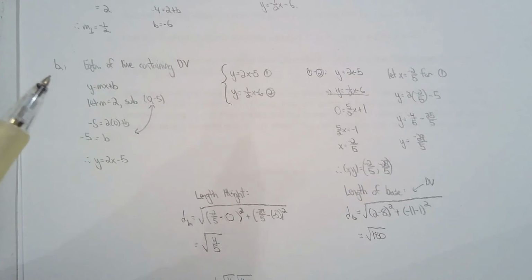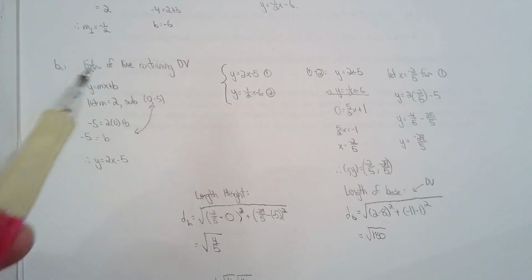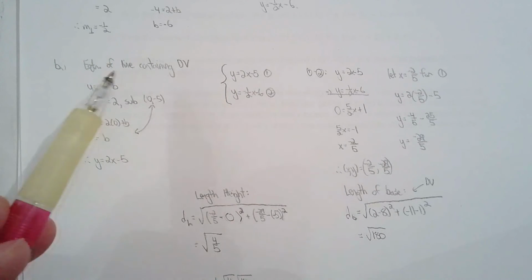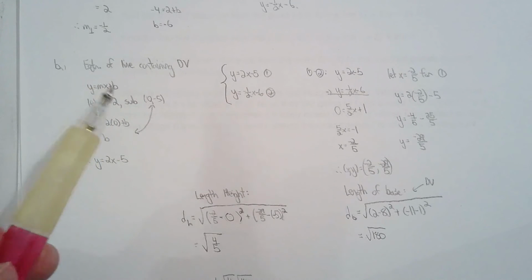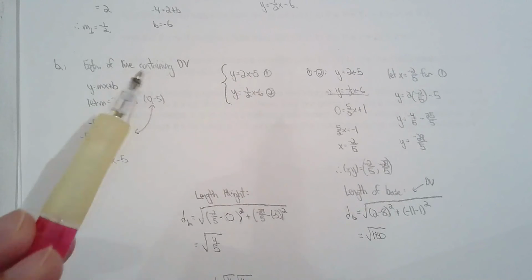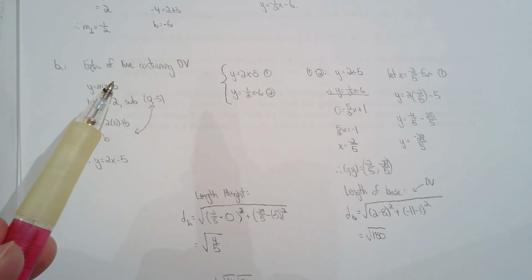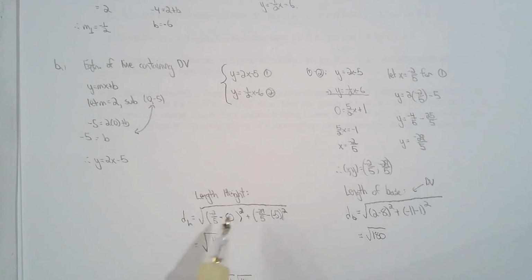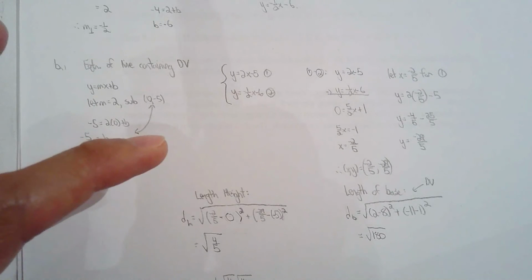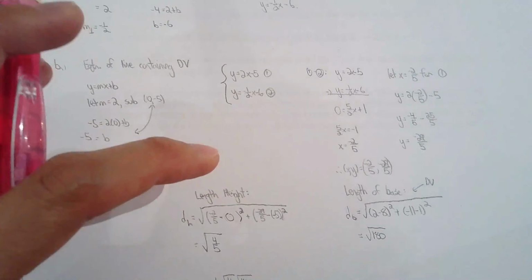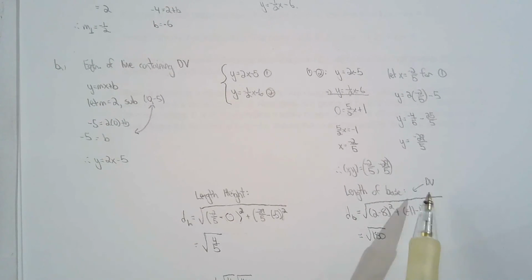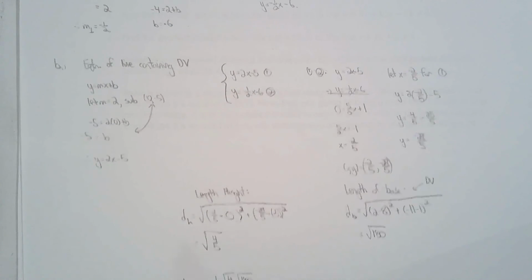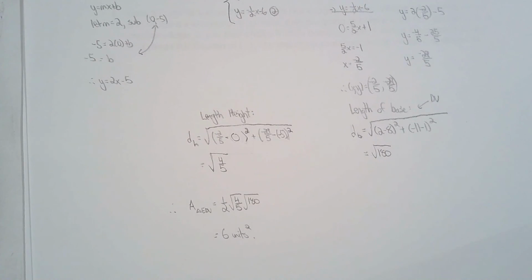So you first have to find the equation of the line containing DV, because what you want to do is solve for the point of intersection between DV and the altitude from vertex E. Because once you have the point of intersection, you can then find the length of the height of the triangle. And once you have the length of the height, you can find the length of the base, which is DV. Find the height, find the base, and then you can find the area of the triangle DEV.